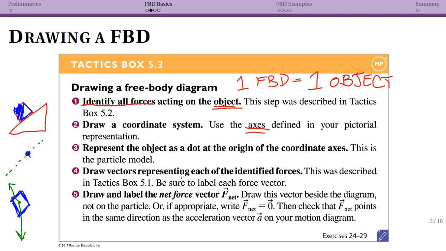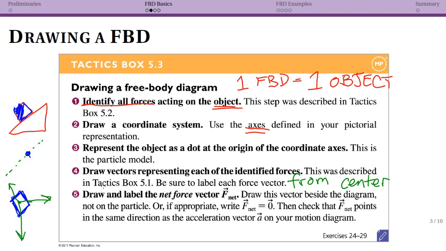Next, draw vectors representing each of the identified forces. Again, this is something that the book has already shown. In this case, these should be coming from the center. You see that they're still coming from the center, even though it's a box. So make sure here that this is from the center. The one caveat is that when we get to chapter 12, they might come from different places on the object, or sorry, act on different places on the object, but that's chapter 12 when we get to rotation.